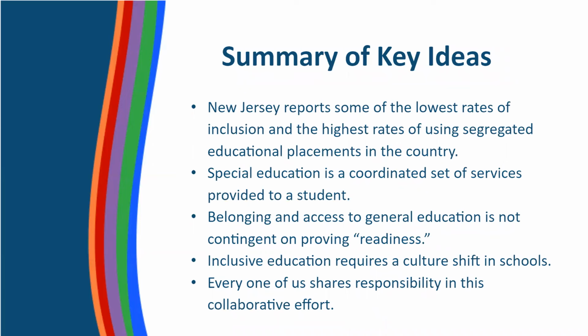Here is a summary of the key ideas in this module as a review. Currently, New Jersey is reporting some of the lowest rates of inclusion and the highest rates of using segregated educational placements in the country. Special education is a coordinated set of services that are provided to the student, and belonging and access to general education is not contingent upon proving readiness or able-bodied standards. Inclusive education requires a culture shift in schools, and every one of us shares responsibility in this collaborative effort.